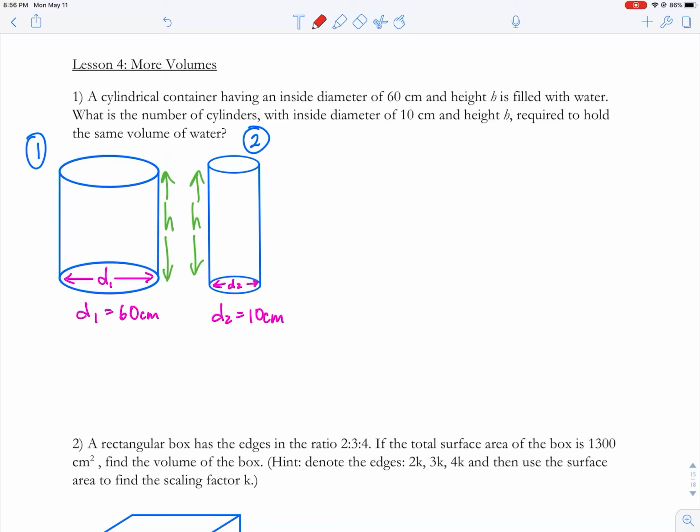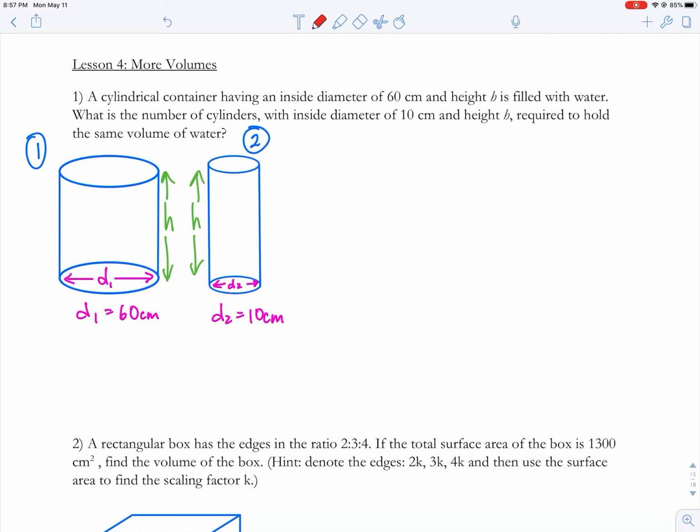Lesson 4, more volumes. Question 1 says a cylindrical container having an inside diameter of 60. So I drew that first cylinder. Diameter of 60, height of h is filled with water. So the whole thing's filled up. What is the number of cylinders with inside diameter of 10?